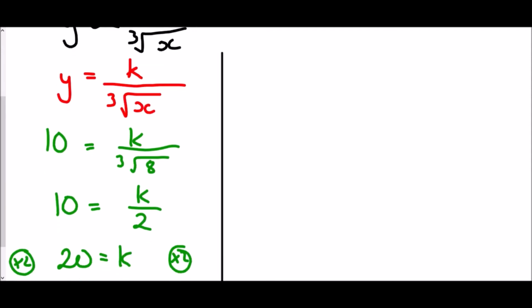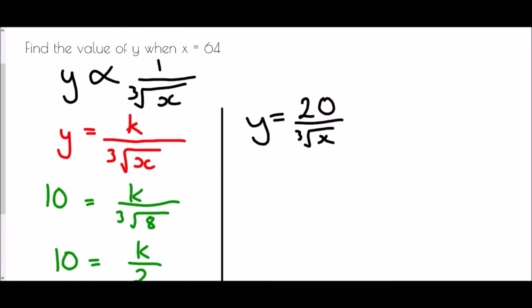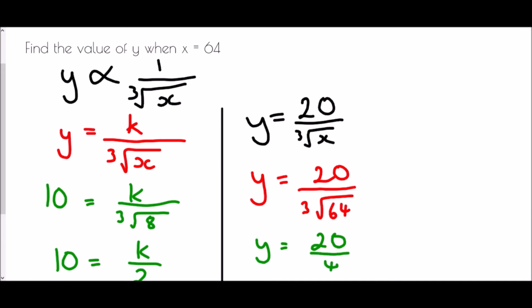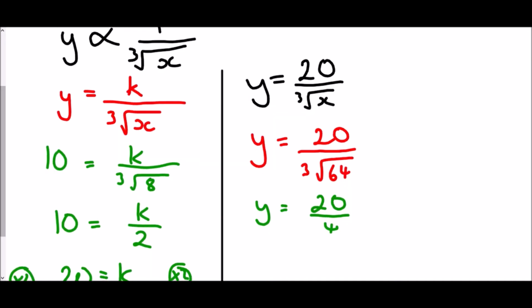So I'm going to go back to the original equation we had here. y equals, and k we now know is 20, so it's 20 over the cube root of x. And what we've been asked for is to find the value of y when x equals 64. So in this case, y equals 20 over the cube root of 64. What is the cube root of 64? Well, that is 4. So 20 over 4. Our final answer, therefore, is that y equals 5.